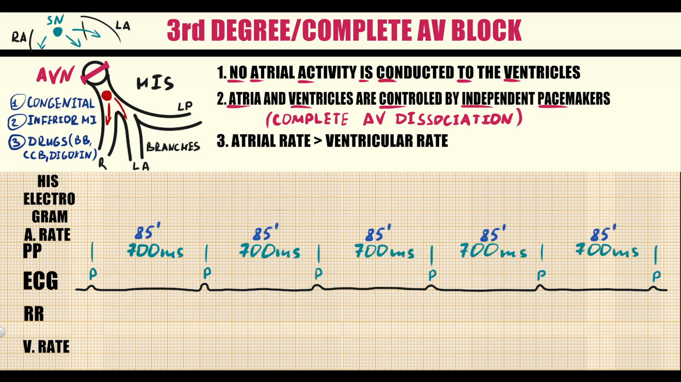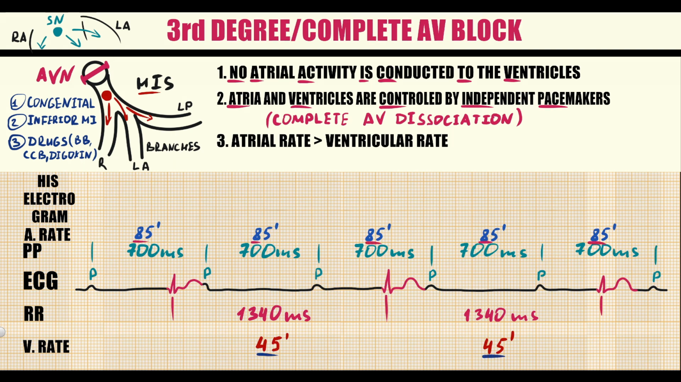Ventricles in their turn are paced by a pacemaker that is located lower than the level of block. In our case it is the His bundle, as the His bundle pacing rate is usually higher than 40 beats per minute and characterized by narrow QRS. QRS complexes in this case randomly interrupt PP intervals or P waves. As you see, atrial rate is much higher than ventricular.